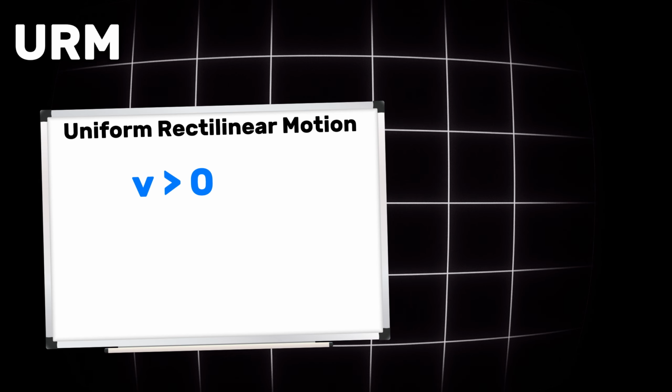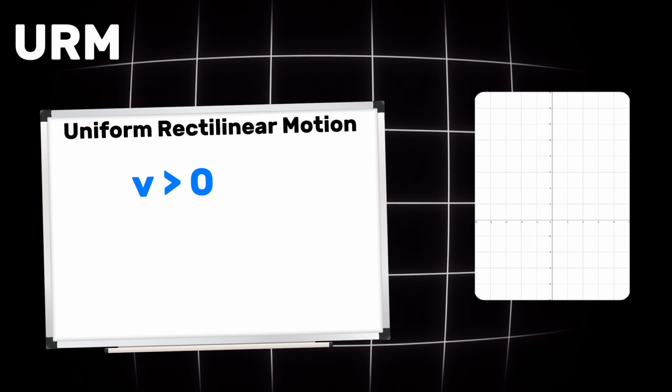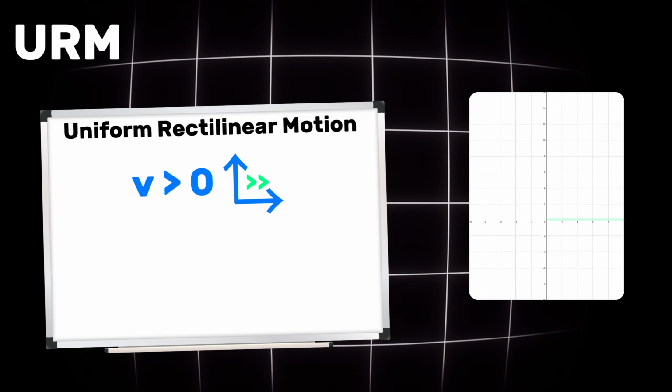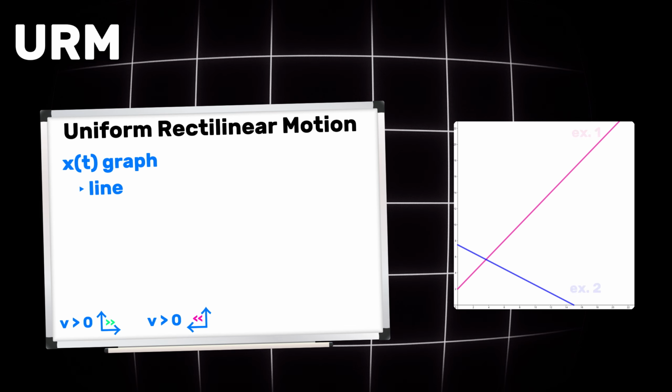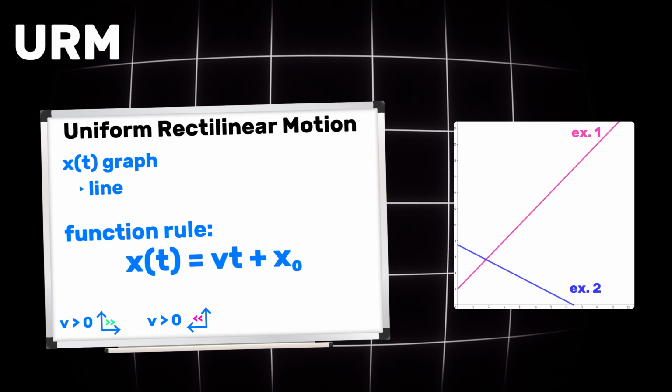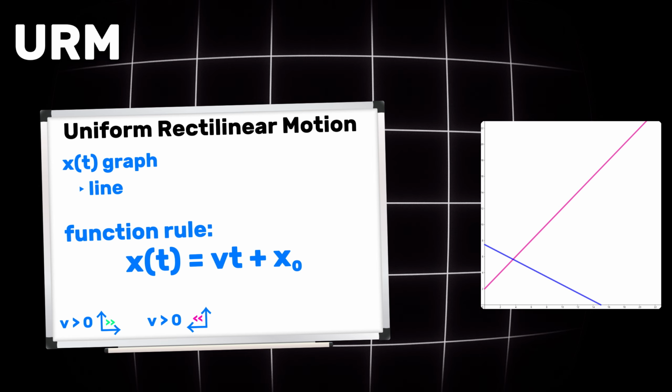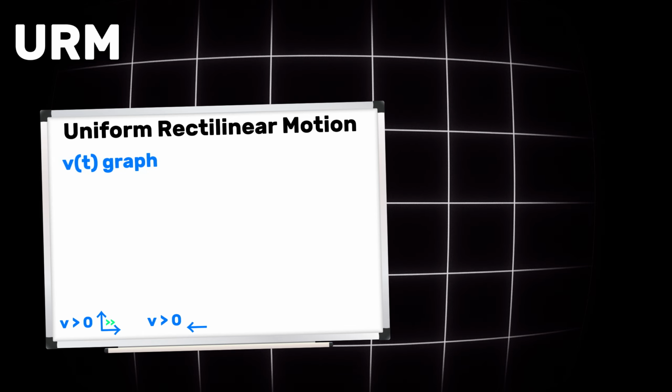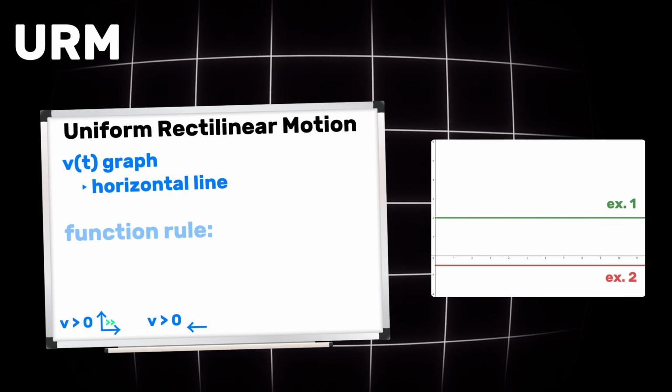Velocity equals change in position divided by change in time. When the velocity is positive, the motion is along the positive side of the x-axis. When the velocity is negative, the motion is along the negative side of the x-axis. This is an important distinction to keep in mind. The position versus time graph of a URM, written as x of t, is a straight line. The position at a given time is given by x of t equals velocity times time plus initial position.